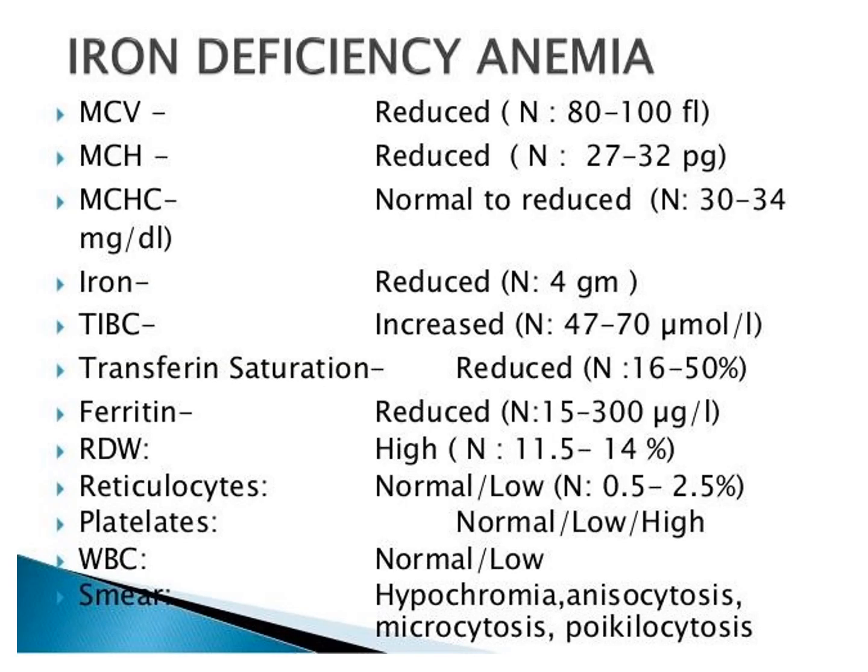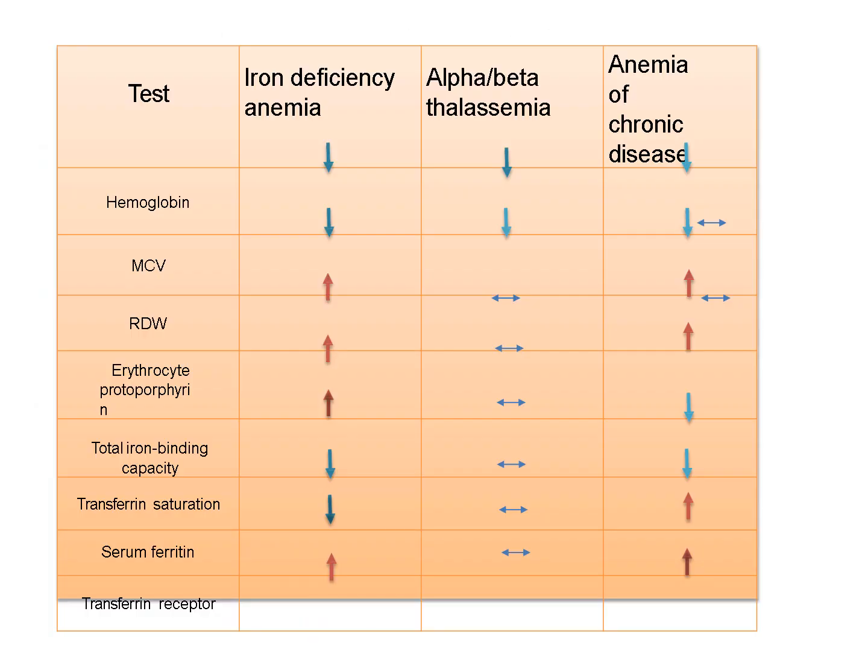This chart is showing different indicators for the diagnosis of iron deficiency anemia. By this chart, we can differentiate between iron deficiency anemia, alpha and beta thalassemia, and anemia of chronic diseases by the different indicators present here.